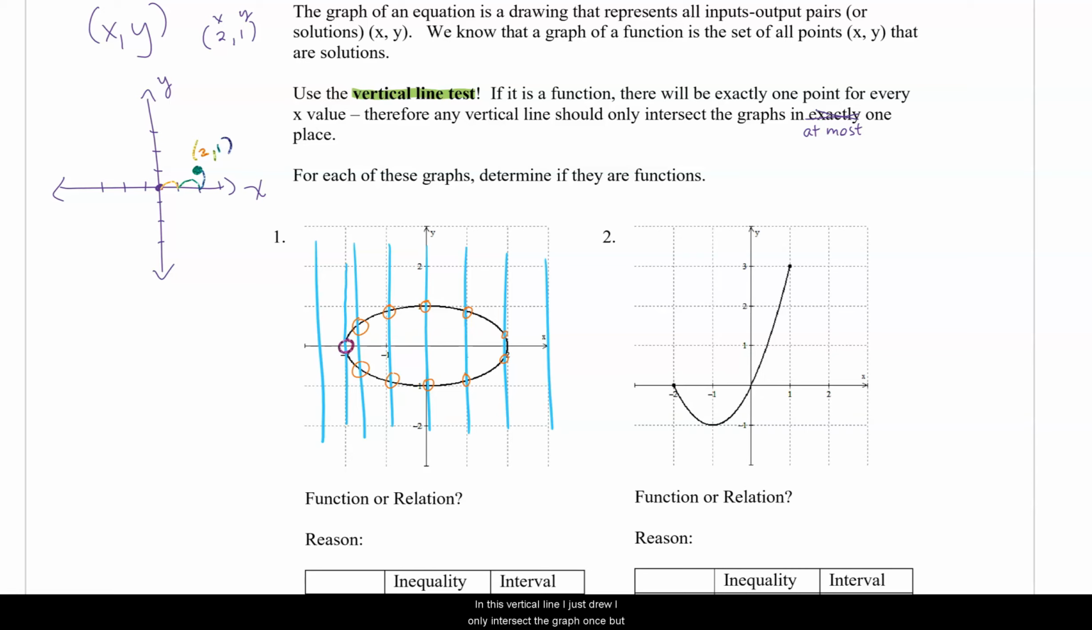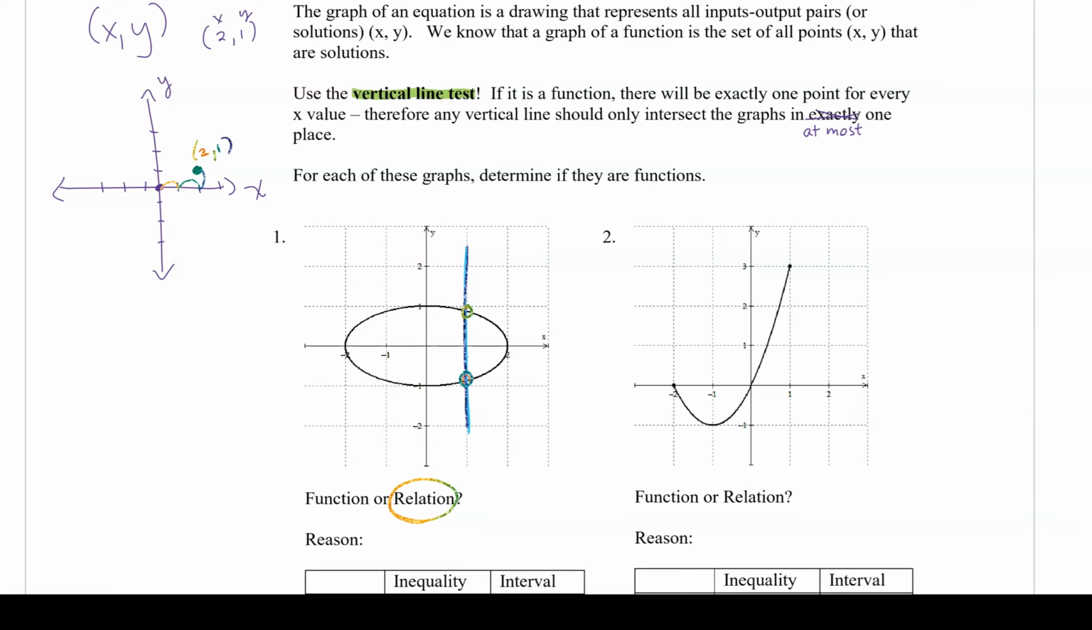In this vertical line I just drew, I only intersect the graph once, but it only takes one to create a problem. So here I have a vertical line that intersects the graph in two places, so I do not have a function, and I have a relation. We can say the vertical line intersects the graph in more than one place.